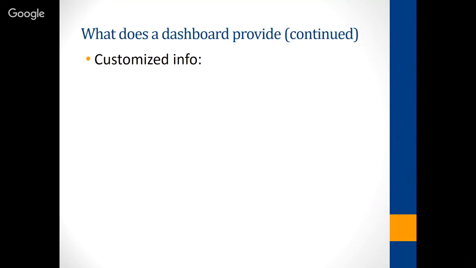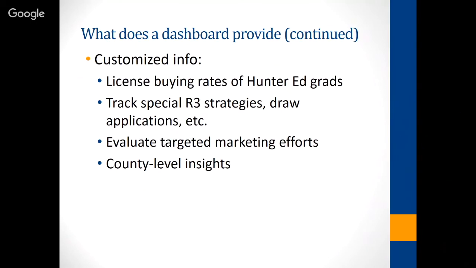Dashboards can offer a whole lot more, though, than just standardized information. We know each state will have its own information needs. For example, we know some states may want to get into efforts to keep hunter ed grads buying licenses. We know that the majority of hunter ed grads will stop buying a hunting license 3 years after graduation. So that's a natural target for R3 efforts. You may have your own R3 efforts. You can develop on your dashboard to track how effective they are, and so forth.